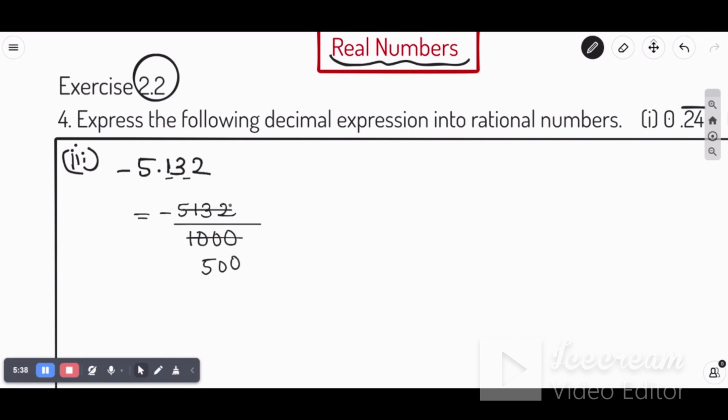And if you divide this one by 2, 2 2s are 4, 5 1s are 5, 2s are 10, 1, 6 2s are 12, 1, 6 2s are 12. So now again this is divisible by 2. Let me write it here for easy purpose. Minus 2566 divided by 500. If you divide again by 2, you will get 500 half is 250.